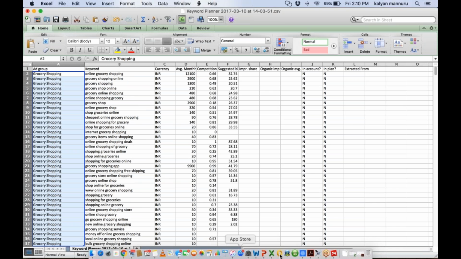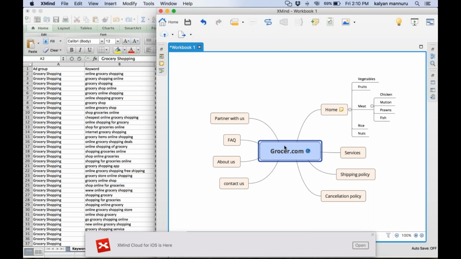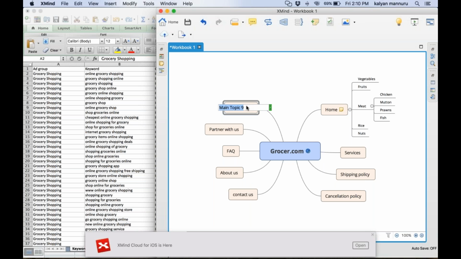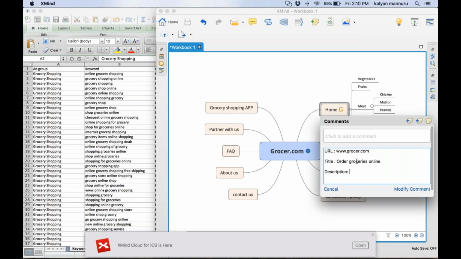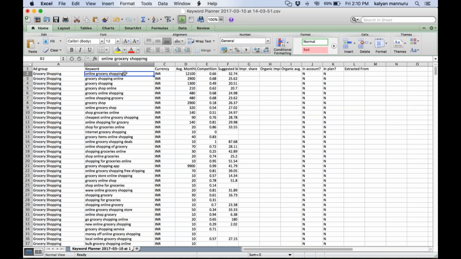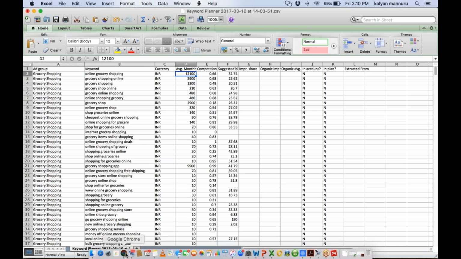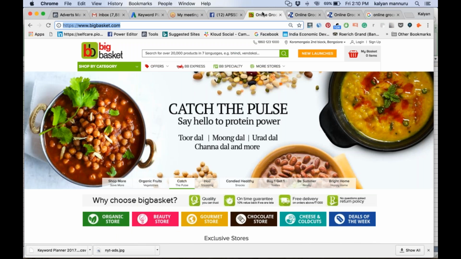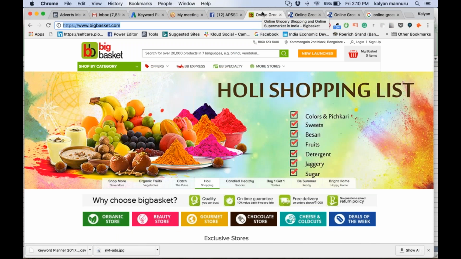The next top one is grocery shopping app. So we learned grocery shopping app has more searches, so you can also include one more node and use a page, grocery shopping app. You can leave it like that. Right now, coming back to the home page, what should be my title? Instead of order groceries online, I can use any of these keywords. Out of which I prefer online grocery shopping because it has more searches, and I'm sure that is why this guy here has also used the same keyword. Big baskets title, if you see, online grocery shopping.